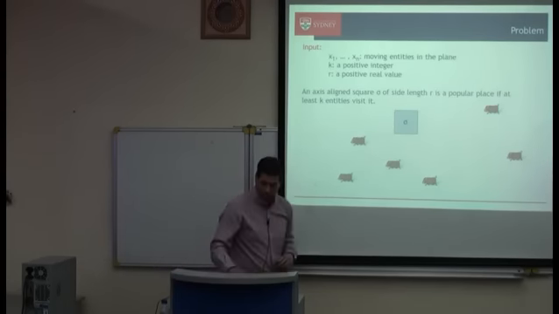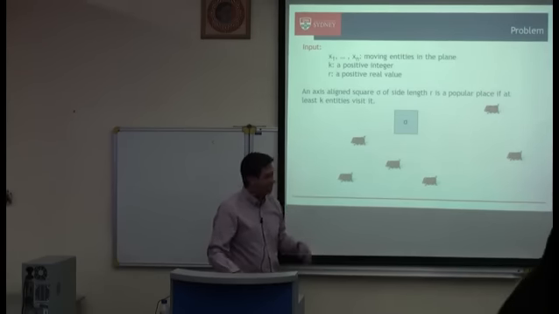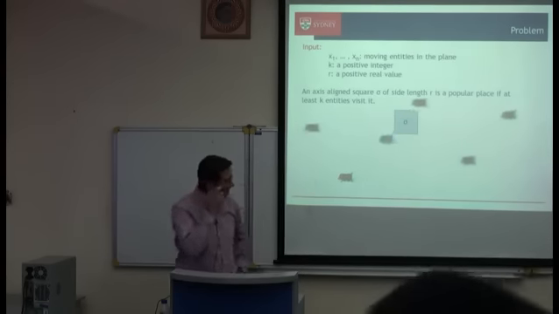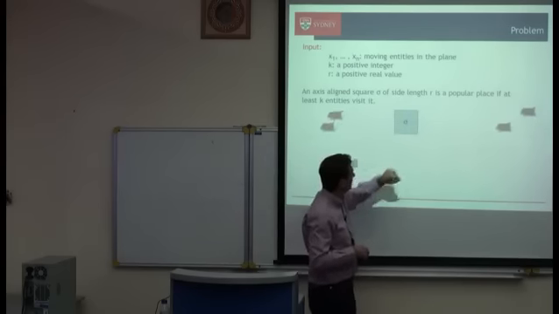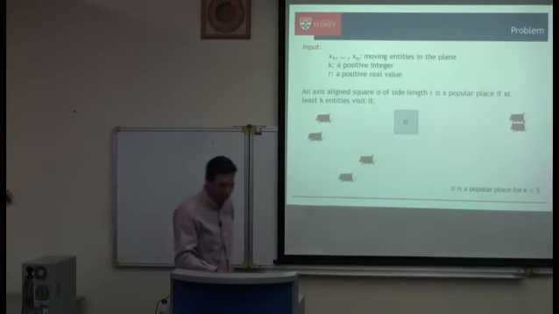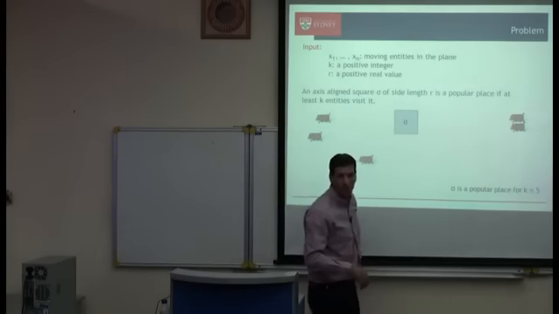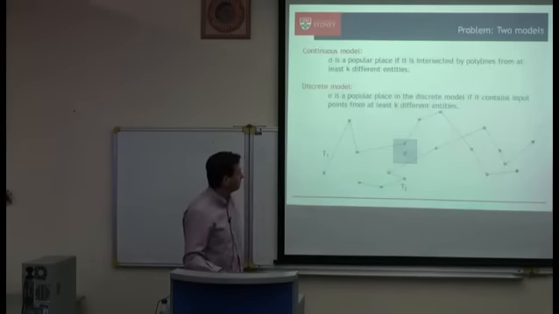Since I did the animation once, and it takes a long time to do the animation, I'm going to run it over and over again until you get tired of it. So here we have 5 of them visiting. So if k is smaller than or equal to 5, then this specific square is a popular place.